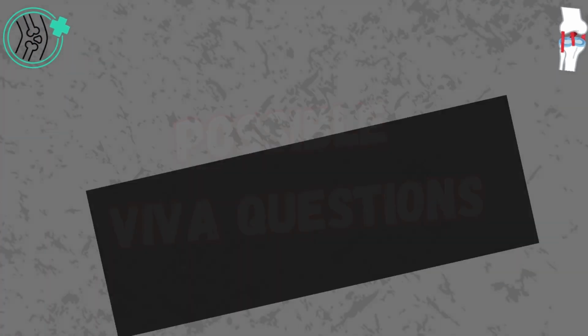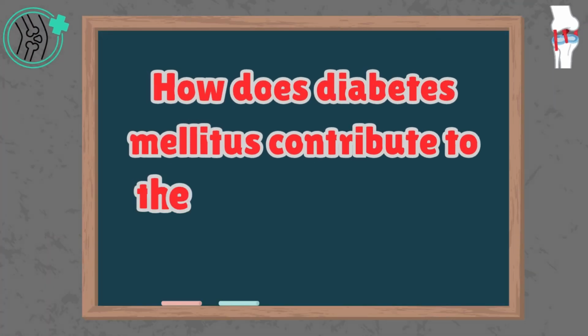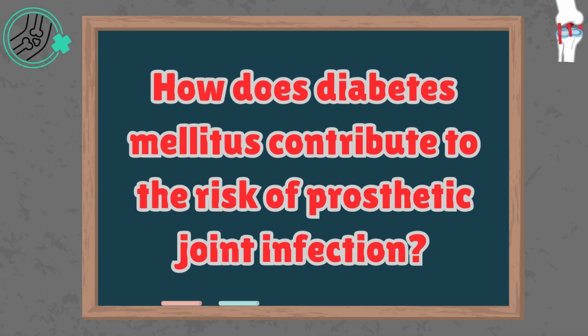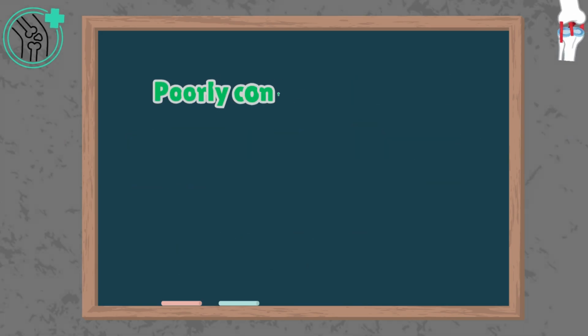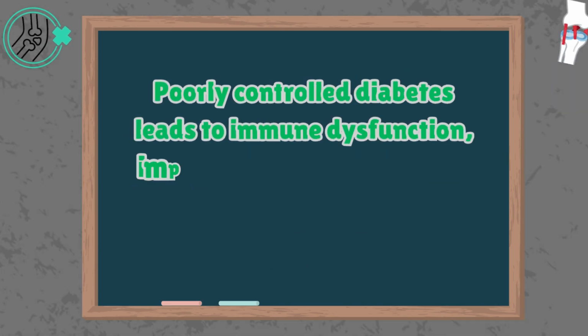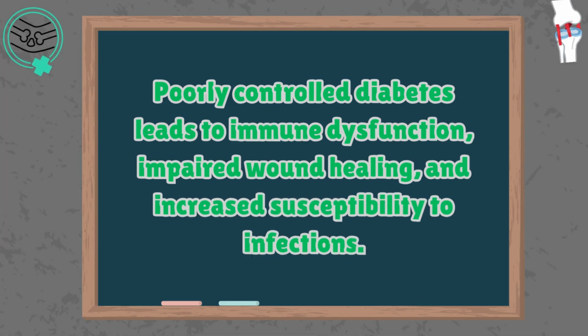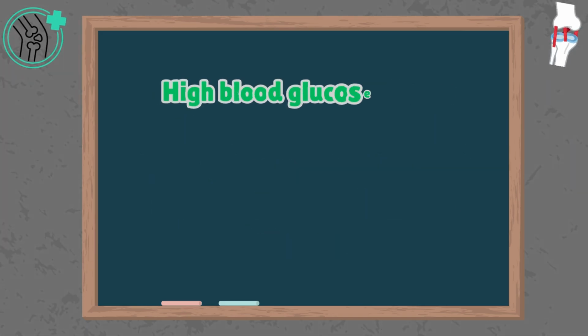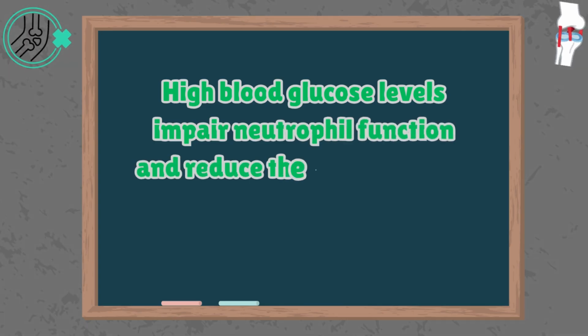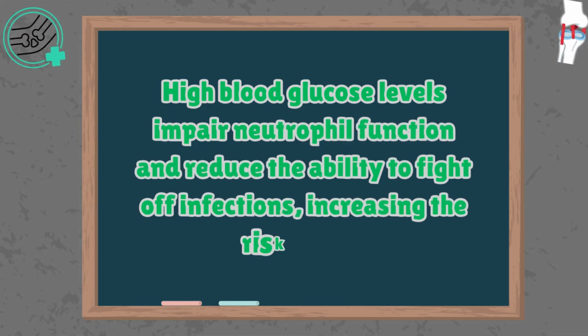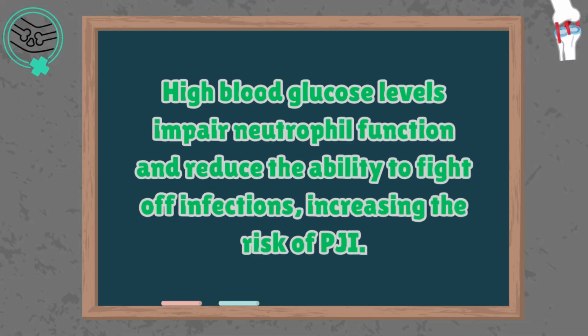Possible VIVA questions. How does diabetes mellitus contribute to the risk of prosthetic joint infection? The answer is, poorly controlled diabetes leads to immune dysfunction, impaired wound healing, and increased susceptibility to infections. High blood glucose levels impair neutrophil function and reduce the ability to fight off infections, increasing the risk of PJI.